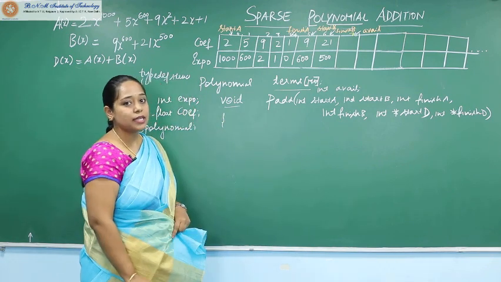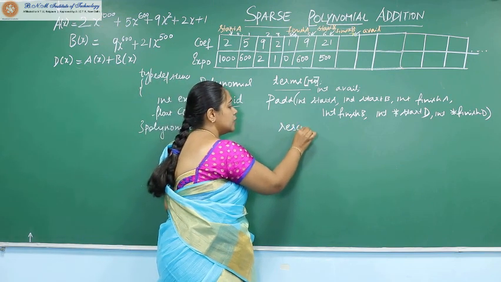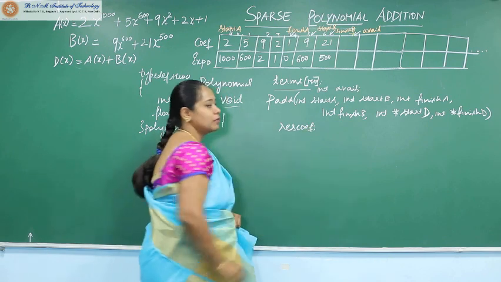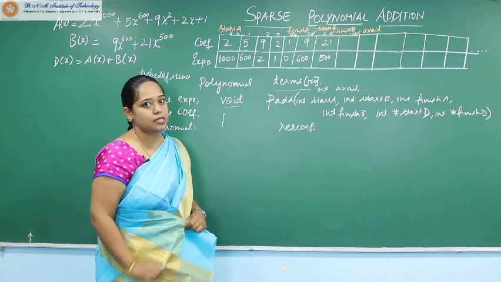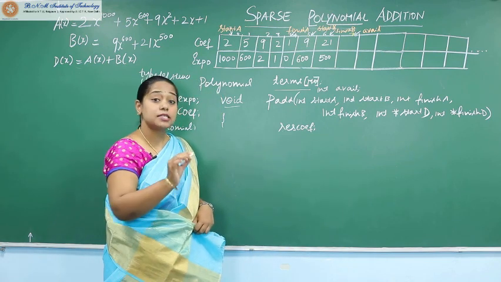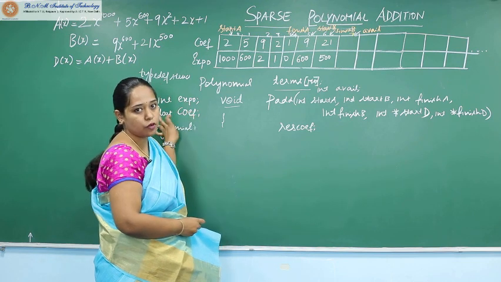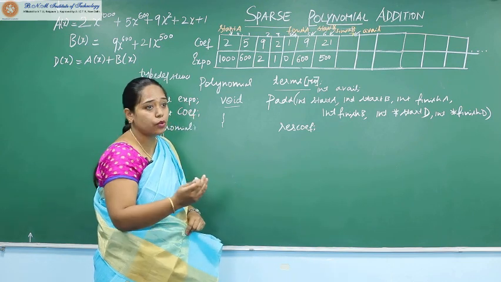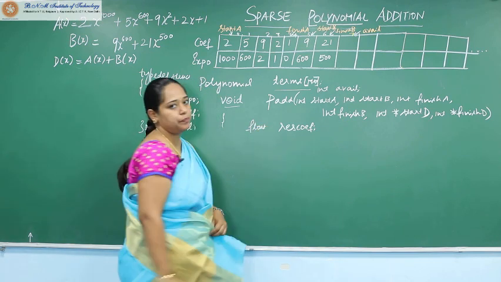Now going ahead, let's declare a local variable. I'm going to call it result coefficient. Whenever I have to compute the addition of two coefficients when the exponents are equal, I have this variable called result coefficient. And since the data member coefficient is floating point, when you add two coefficients, definitely the data type is going to be float.